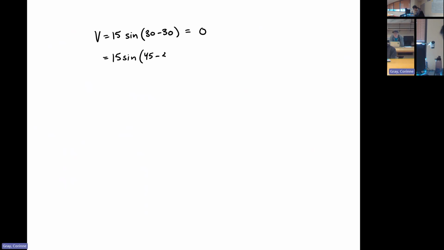All right, so we're going to go through and do all of these. I'm just going to write 15. We know that's 15 volts. I'm going to have 30 minus 30, which should give me a value of 0. Then 15 sine 45 minus 30. Let's do this for 2 sig figs. What should this be? 3.9. These are in volts.